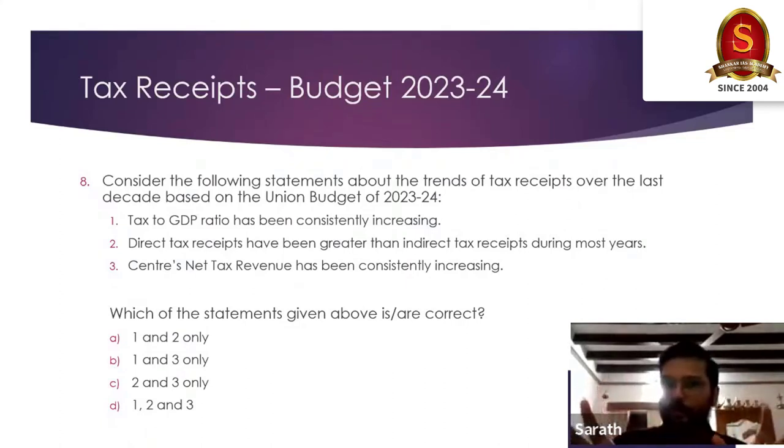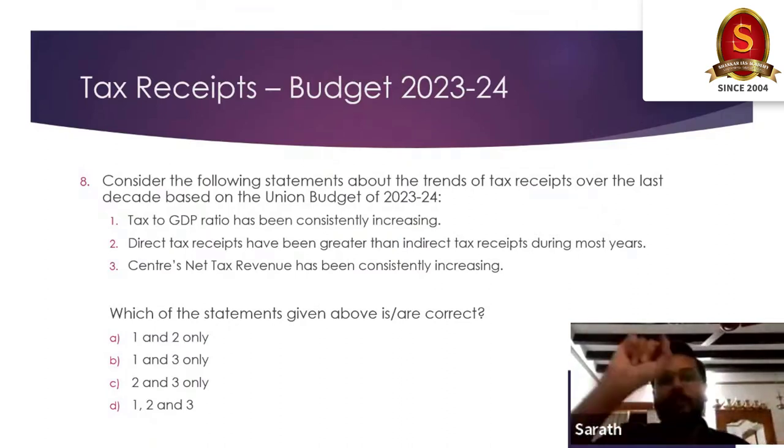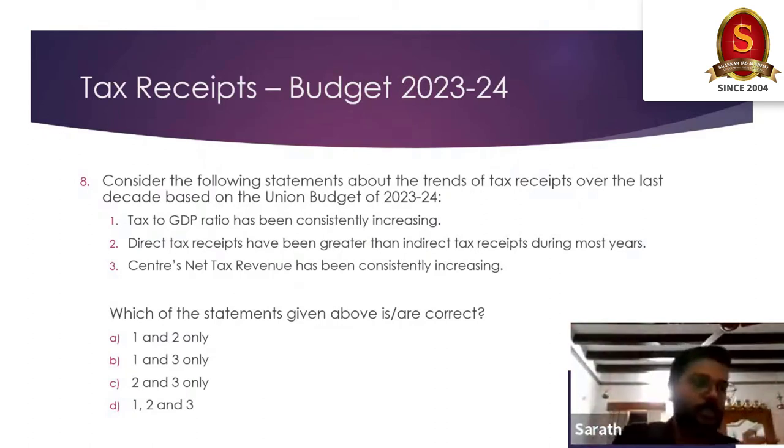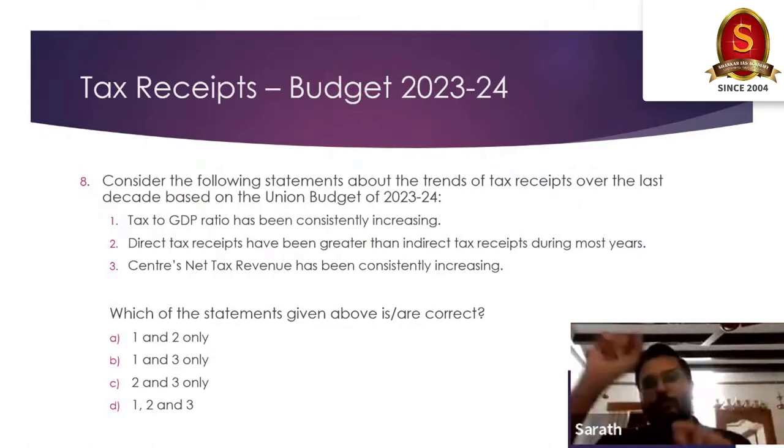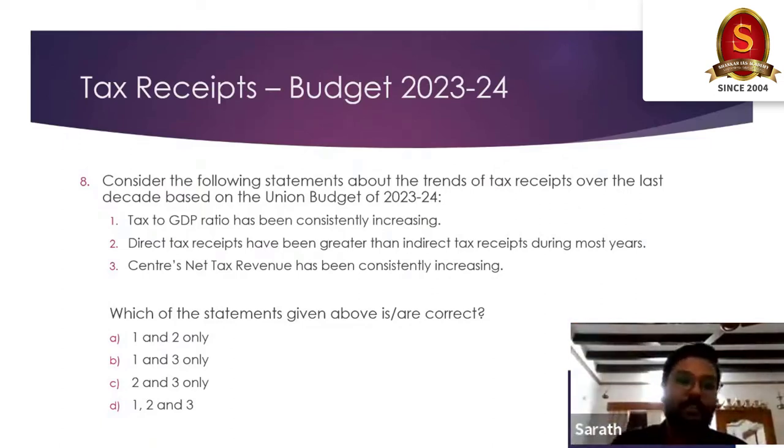So there are two things that you could be asked in the exam. Over the last decade, tax to GDP ratio has increased. If they have simply said tax to GDP ratio has increased over the last decade, it means that 10 years ago versus today, if today the value is greater than what was 10 years ago, then you can say it has increased over the decade. But it says consistently increasing, which means not only should it be greater now when compared to 10 years ago, every intervening year should have had an increasing trend. Every year, first year, second year should be greater, third year should be greater, fourth should be greater, 10th year should be greater than the 9th year, and so on. Okay. So that is consistently increasing.